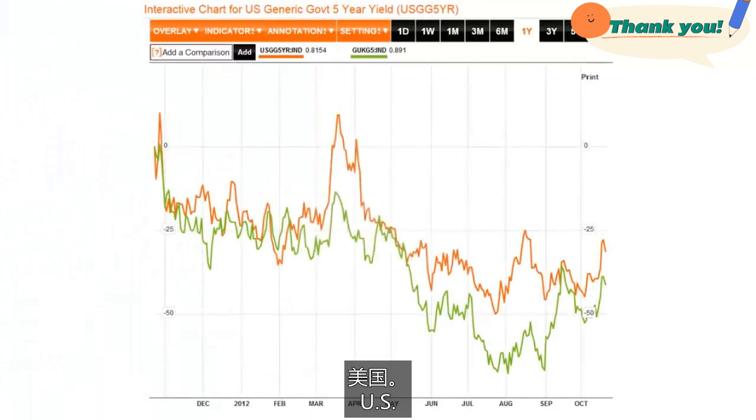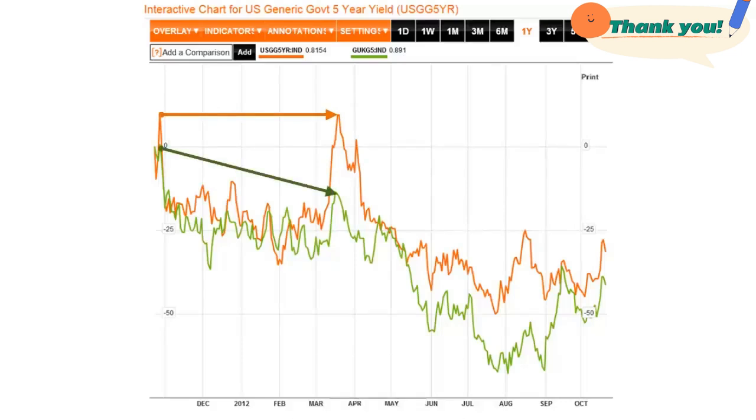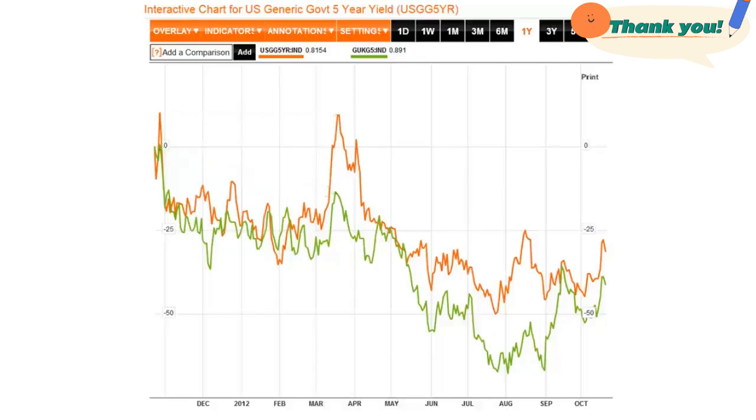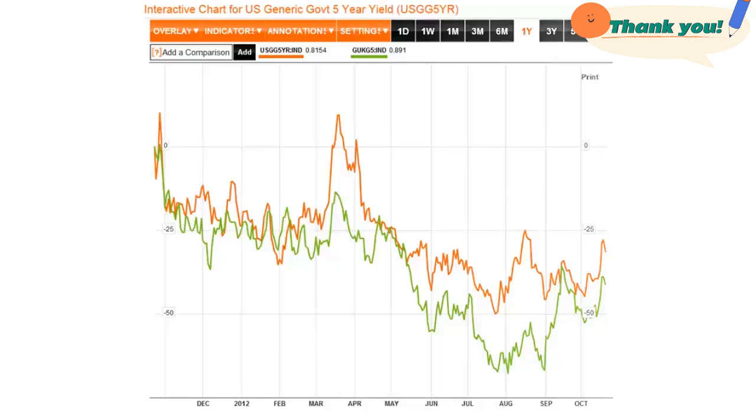Now looking at the US and the UK, you can see that same thing happening. The orange level, that's the US, and the green is the UK 5-year yield. We were unable to make that comparable higher high in the yield in the UK, so we see the SMT divergence that we would expect to see going into April. So we saw further evidence by removing one. It's a little bit clearer, you can see the divergence between the two yields.